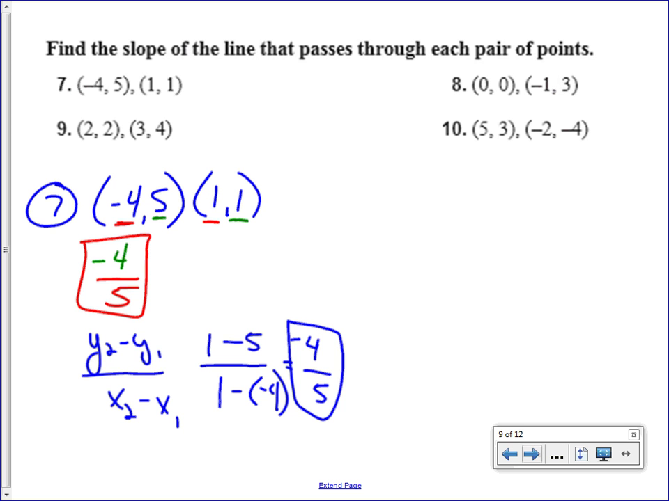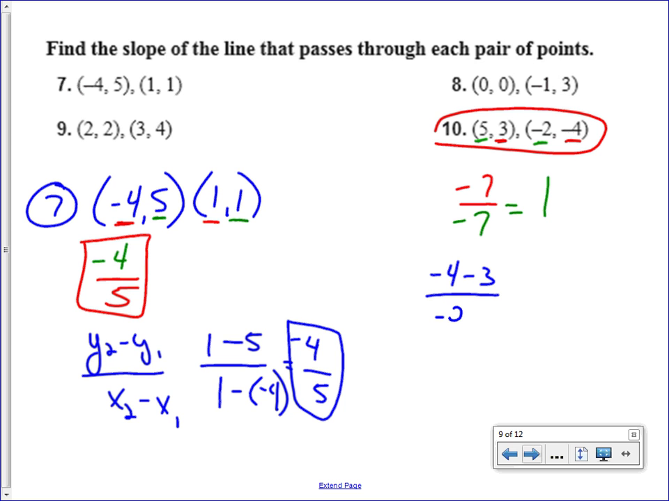Okay, so if I looked at number 10 now, from a 3 to a -4, I know I go down 7. So my rise would be a -7. From a 5 to a -2, I know I go down 7. So it's a -7 over -7, which is a +1 for a slope. If we looked at using the formula, it would be a -4 minus a 3 over a -2 minus 5, which again gives me -7 over -7, which is still just a 1.